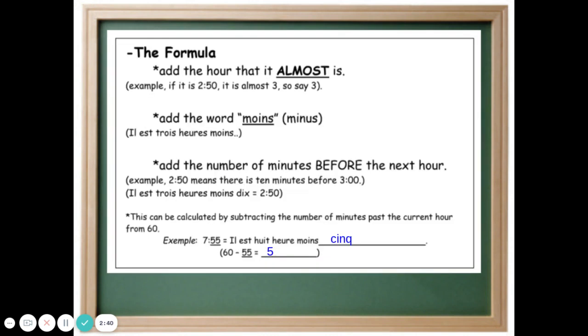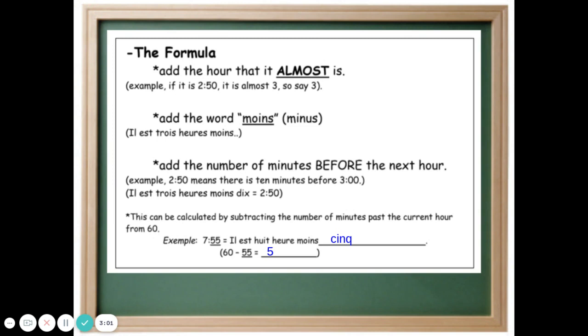So let's look at the formula. You look at the clock, you look at your time, you're like, uh-oh, these minutes are past 30. This is a 31, or they're pretty close to the next hour. It's on the left side of the clock. What do you do? Well, you'd use the same formula. You start off with il est. So il est, it is.